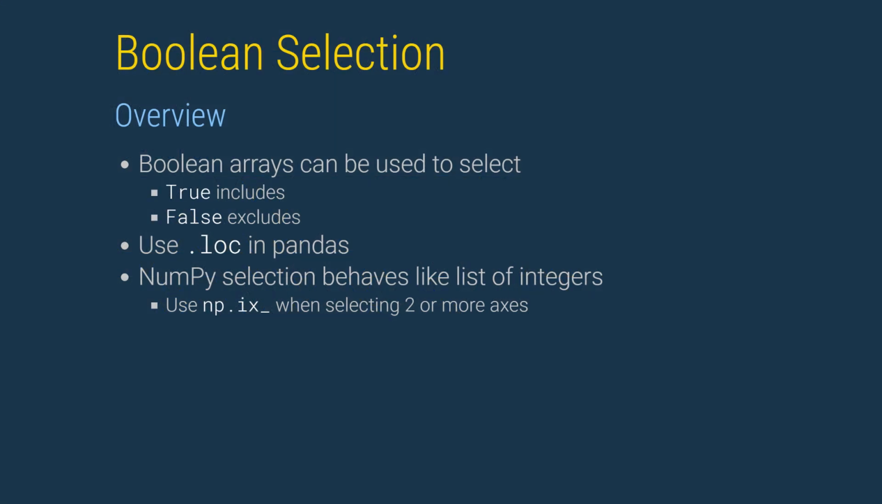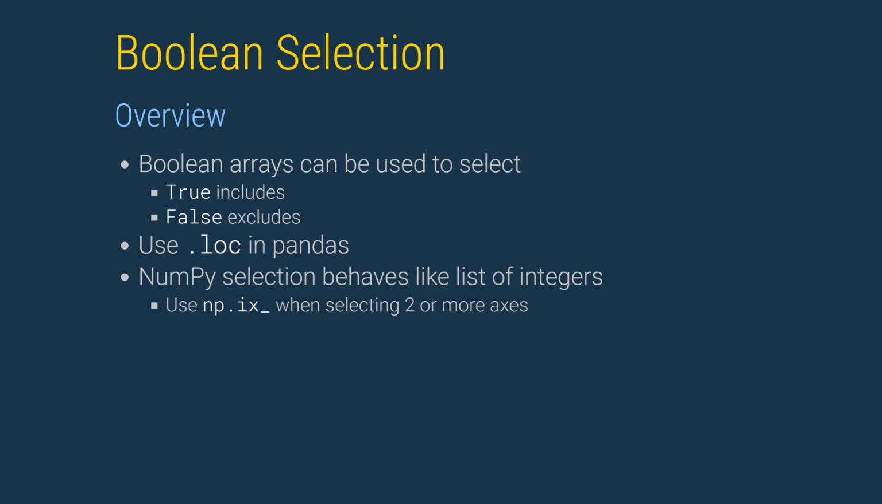Boolean arrays can be used to select elements from other arrays, data frames, and series. When used for selection, a Boolean array selects an element if the corresponding value is true and deselects an element when false. Pandas data frames and series use loc to perform Boolean selection. In NumPy arrays, a Boolean array is interpreted as a list of integers where true in position i indicates the value i is included in the list.